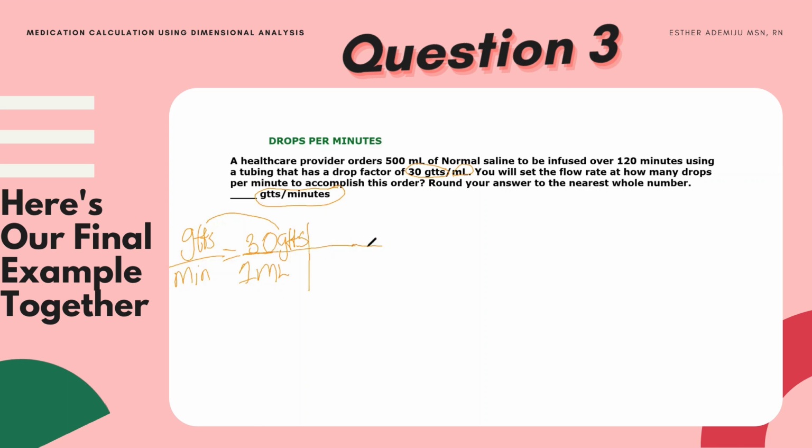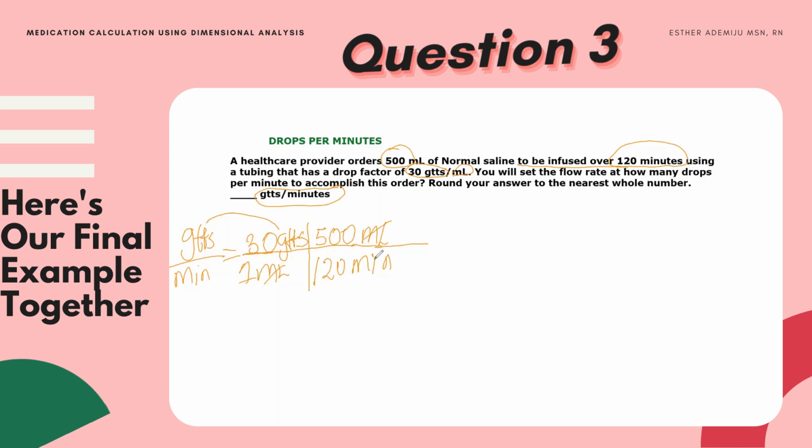So again, we are going to go ahead and repeat that step. So mL comes here, we transfer that up here, and we ask ourselves, what in our question has milliliters behind it? We have 500. Okay, so we could bring 500 down here. So 500 mL of normal saline to be infused over 120 minutes. So 120 minutes comes down here. And this is kind of where we stop, because now we can cancel out mLs and mLs, and our final answer is in GTT over minute.